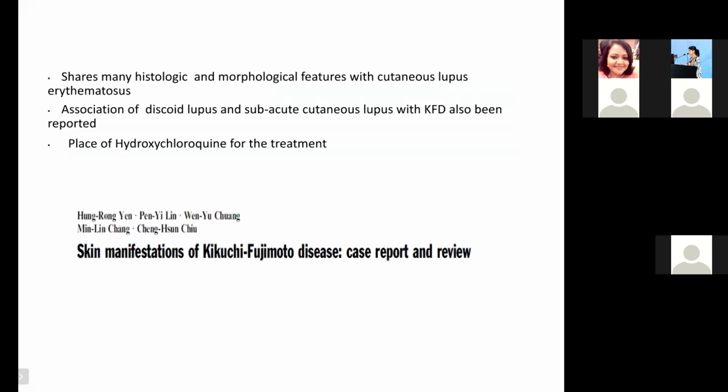Cutaneous Kikuchi disease shares many histological and morphological features with cutaneous lupus erythematosus. Association of discoid lupus and subacute cutaneous lupus with Kikuchi disease also have been reported in some clinical cases. And there is a place for hydroxychloroquine in the treatment of cutaneous Kikuchi disease.